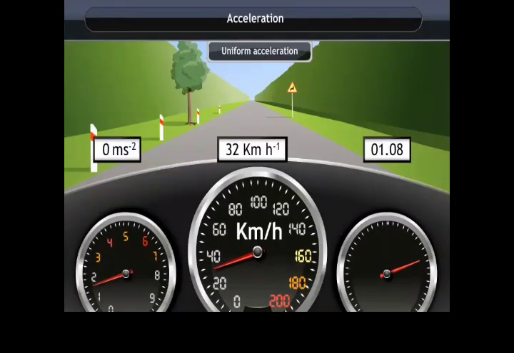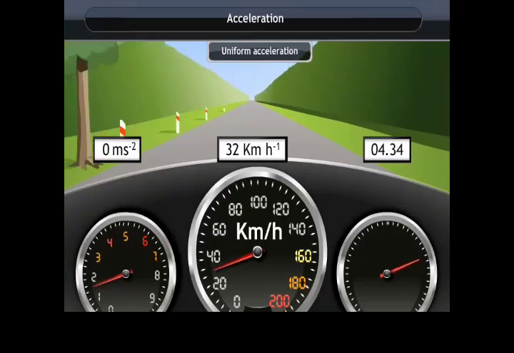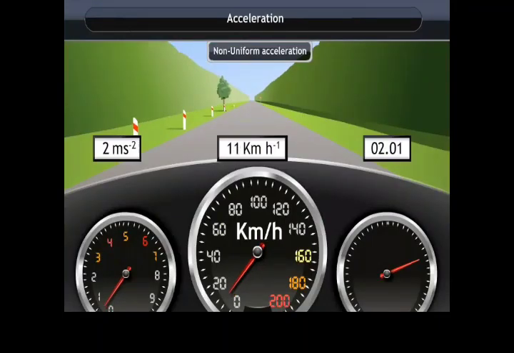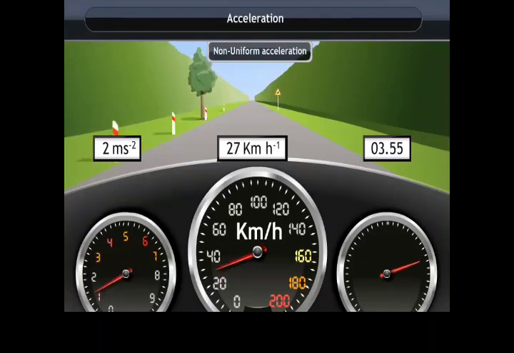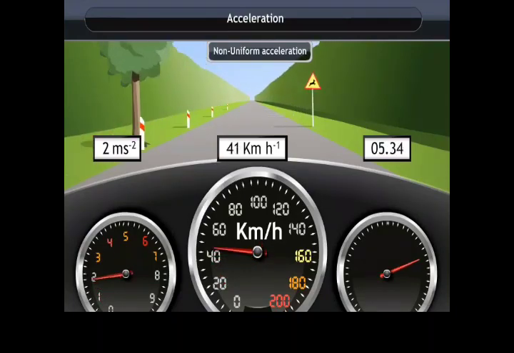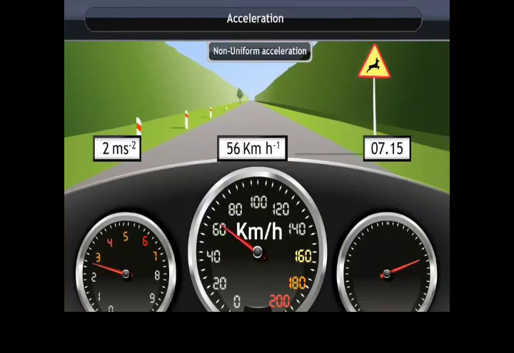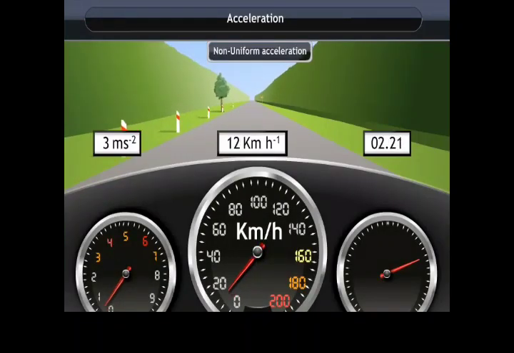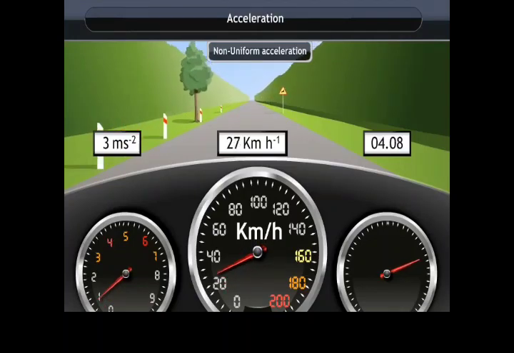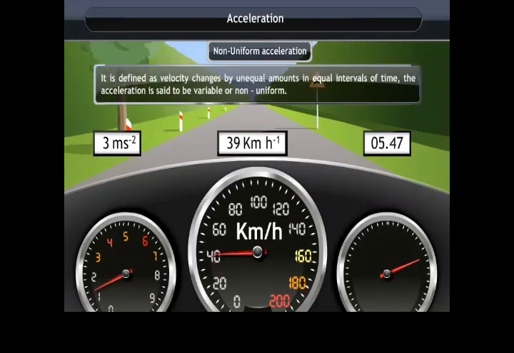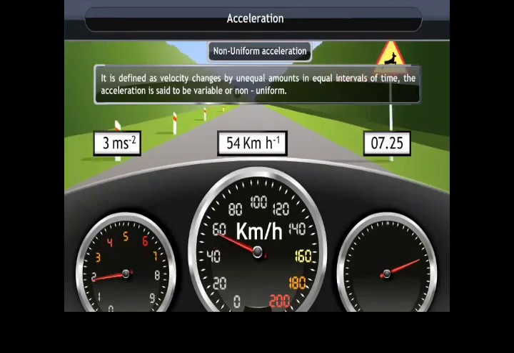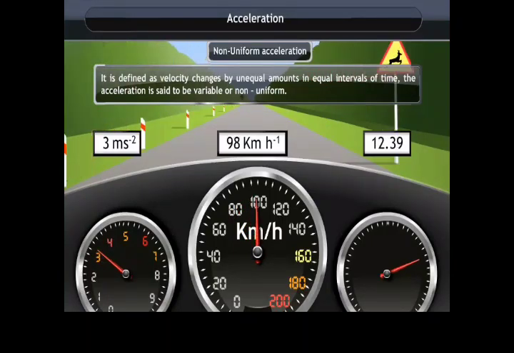Look at the car. It is moving with uniform motion and its speed does not change as time passes. Therefore, it is defined as the change in velocity by equal amounts in equal intervals of time, or the acceleration is said to be constant or uniform. In non-uniform motion, the acceleration varies with respect to time. Therefore, it is defined as the change in velocity by unequal amounts in equal intervals of time, or the acceleration is said to be variable or non-uniform.